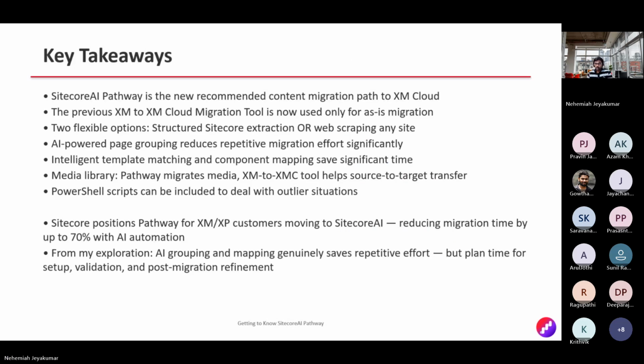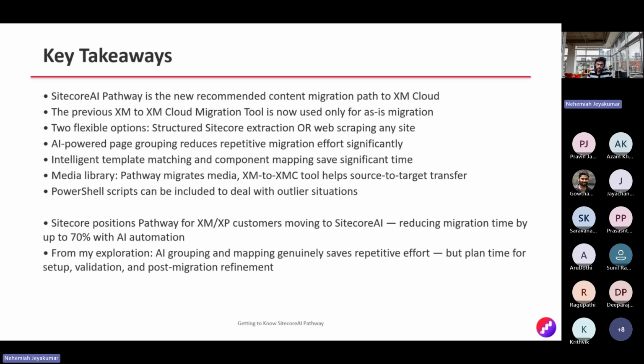Okay. So some of the key takeaways, right? Sitecore AI is a new recommended migration pathway to XM Cloud. The previous tool that we had was basically an as-is migration. It was just able to copy the content from the source system to the target system as is, so it was not doing any sort of transformation. But this tool is helping us do some transformation in between. There are also some flexible options available. It has a way to move structured Sitecore extraction or web scraping from any public website.